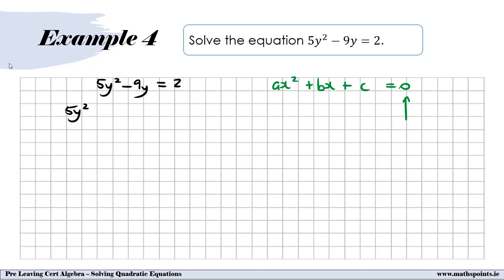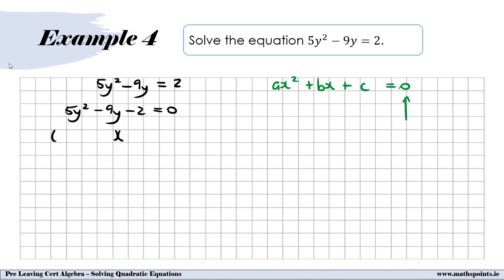So I have 5y squared minus 9y on the left, and to get rid of the 2 from the right hand side, I'm going to need to subtract a 2 from both sides. So that puts a minus 2 on the left, and it leaves us with a 0 on the right hand side, which is what we want. We're going to try factorizing. Factorizing is always the most preferable method.